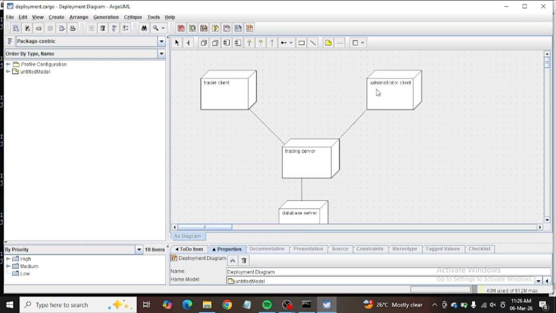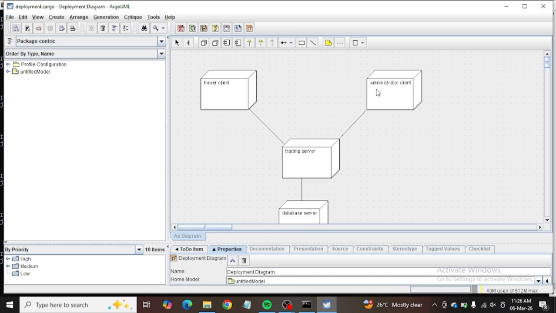The first node is the trader client, which represents the trader's computer or device used to access the trading platform. The second node is the administrator client, which represents the system used by the administrator to monitor and approve trades. Both the trader client and the administrator client are connected to the trading server through the network connection. The trading server is responsible for processing the trade request and managing the system operations.